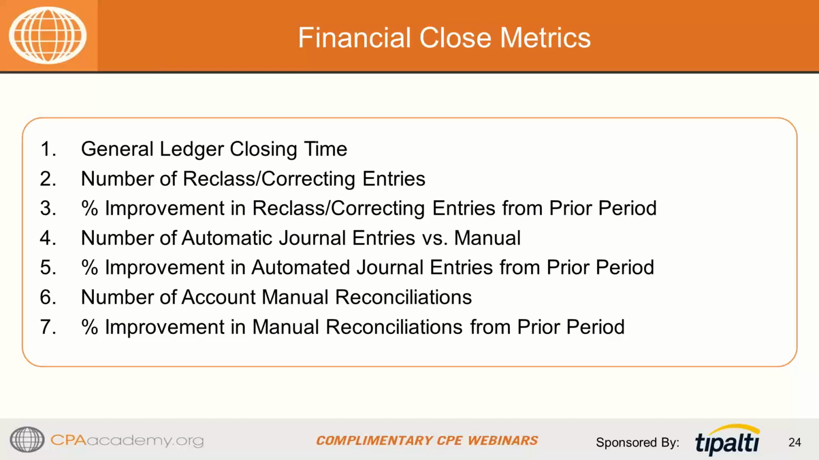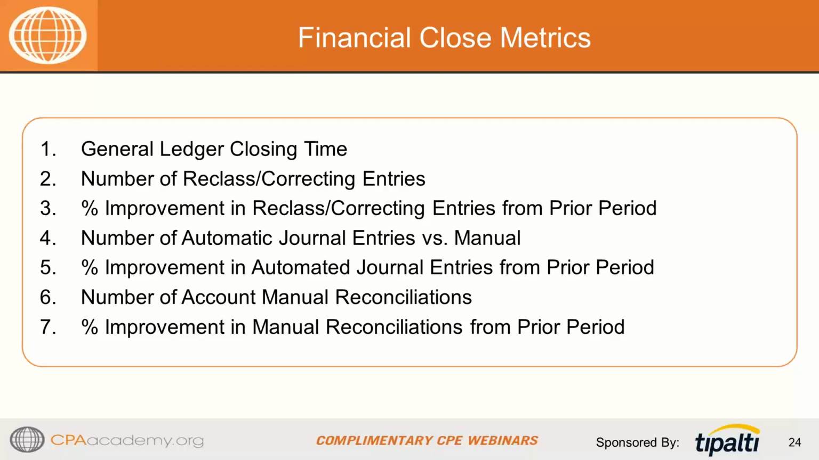The next metric that we take a look at is the number of reclass and correcting entries. And then we start seeing, okay, what's the percentage of improvement in reclass and correcting entries from the prior period? So it's not just taking a look at metrics in a vacuum. We're doing some trend analysis to look at what happened in the prior period. And that's kind of a common mistake that a lot of companies make when they're implementing metrics. They just look at metrics in a silo, and they don't go back and look at what happened in prior periods.